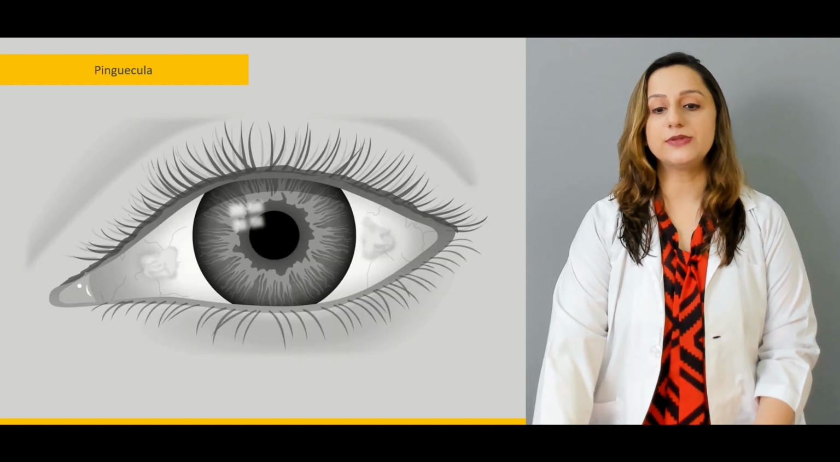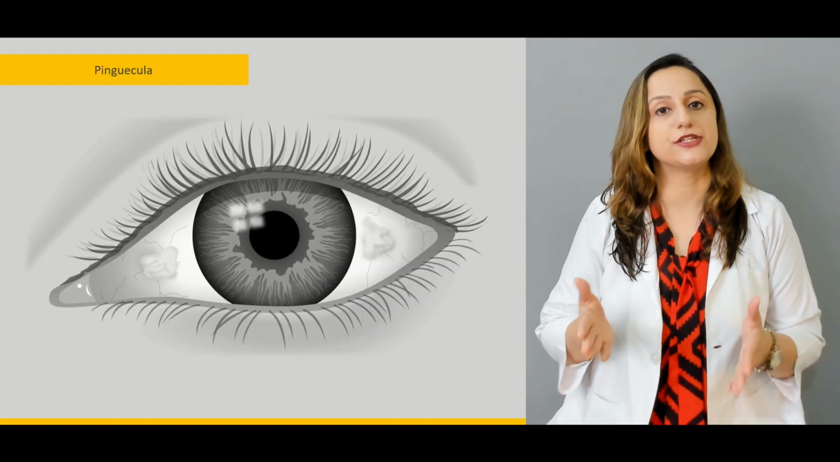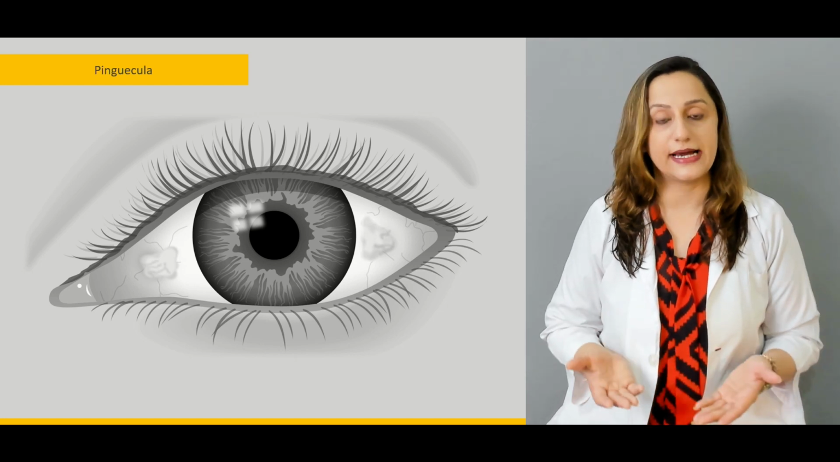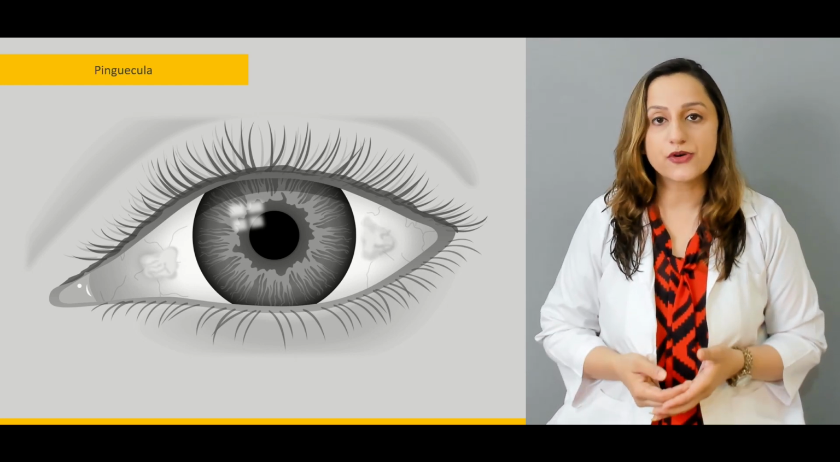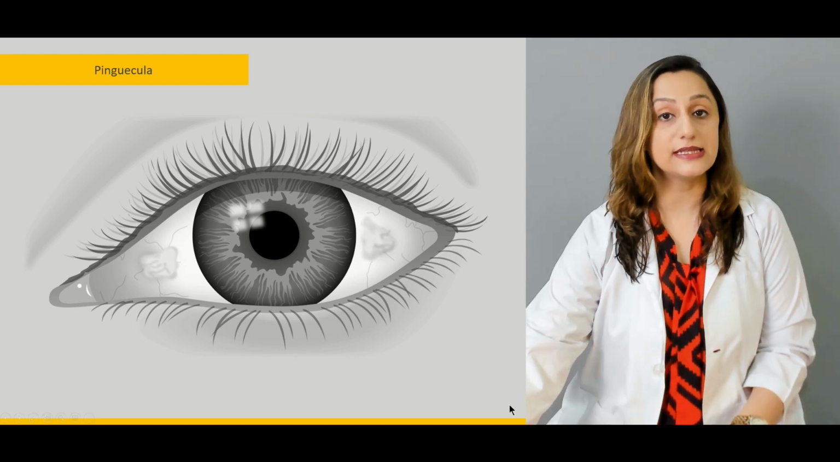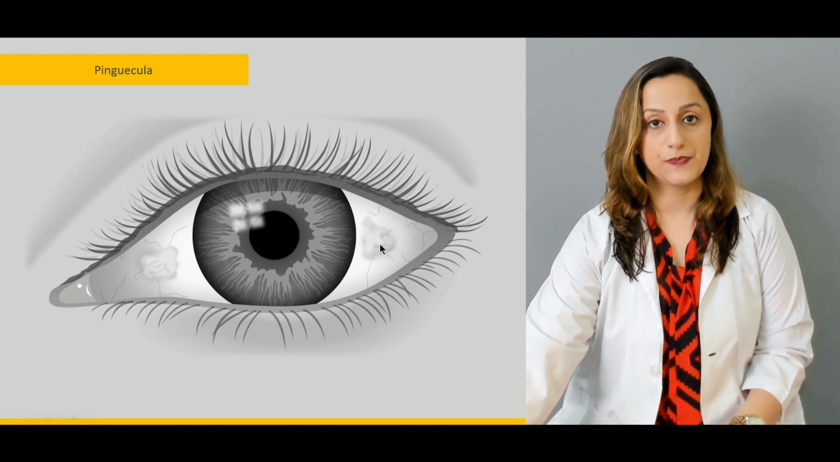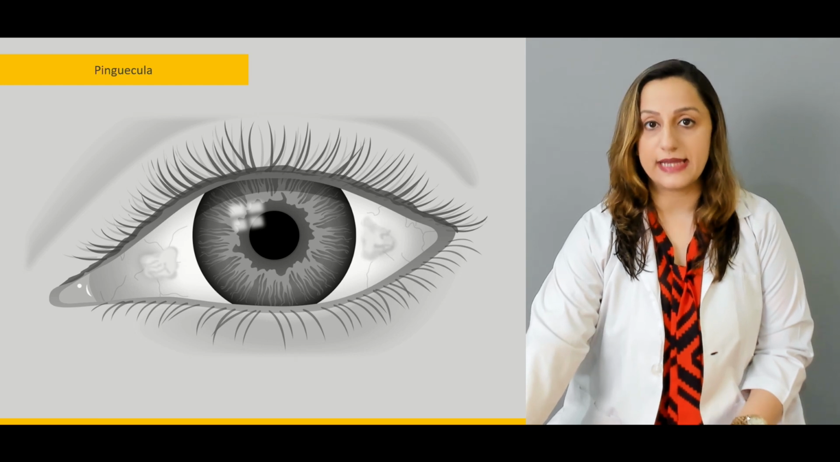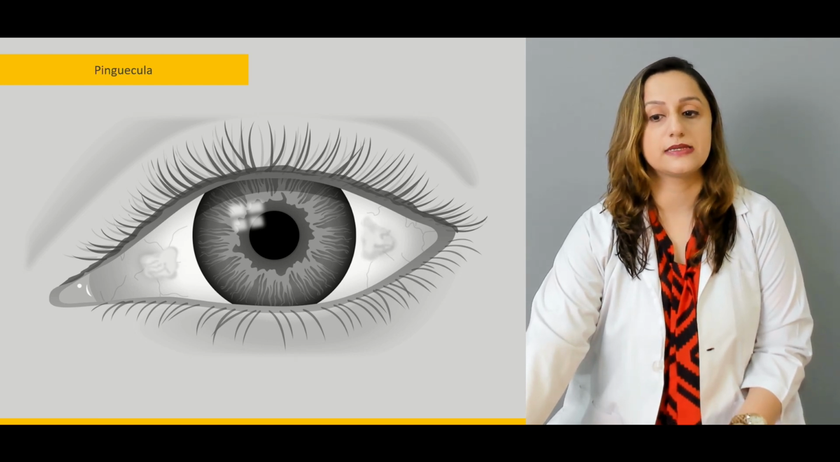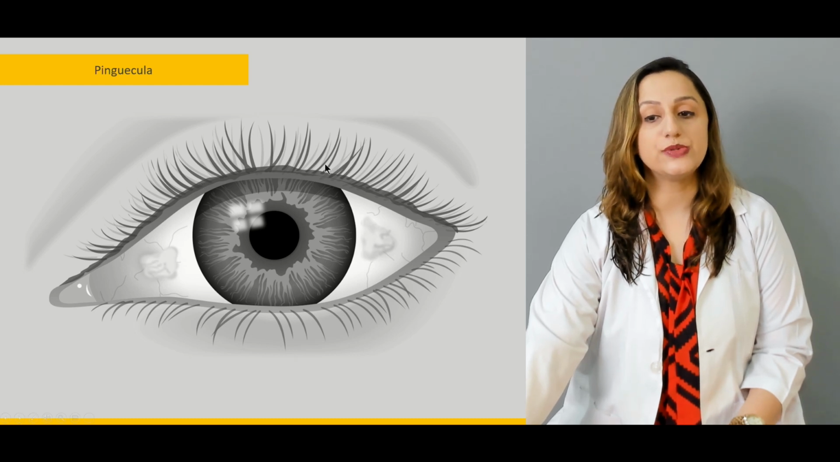So talking about the Pingueculas, it's the most common degenerative condition in the conjunctiva. You usually come across this condition, and as you can see over here, it's basically this yellowish white patch that appears on the bulbar part of the conjunctiva. It's usually a bilateral condition. Sometimes it is a unilateral condition. It's usually arising near to the limbus.